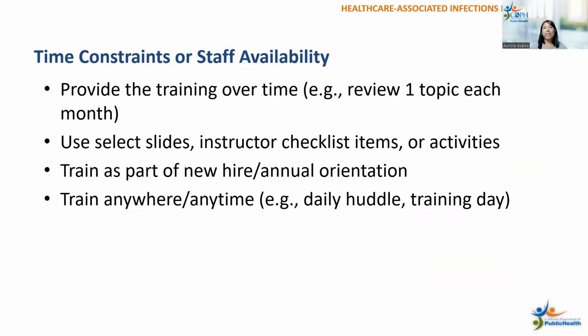And if you have encountered time constraints or staff availability is an issue, provide the trainings over time. Maybe review one topic each month. You can decide to use select slides, instructor checklist items, or activities based on your staff training needs. You can train as part of a new hire or annual orientation, and you can train anywhere, anytime during daily huddle or training day.